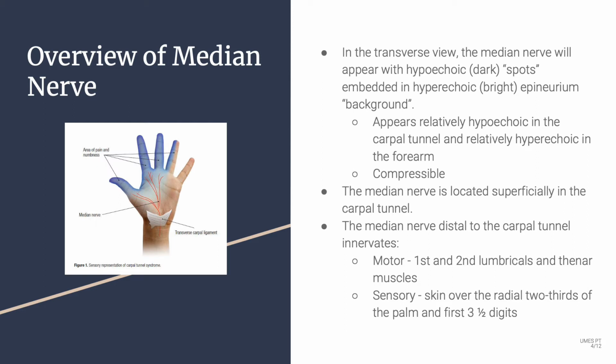The median nerve distal to the carpal tunnel innervates the first and second lumbricals and thenar muscles, so that would be the motor branch. And then sensory, it will innervate the skin over the radial two-thirds of the palm and the first 3.5 digits.